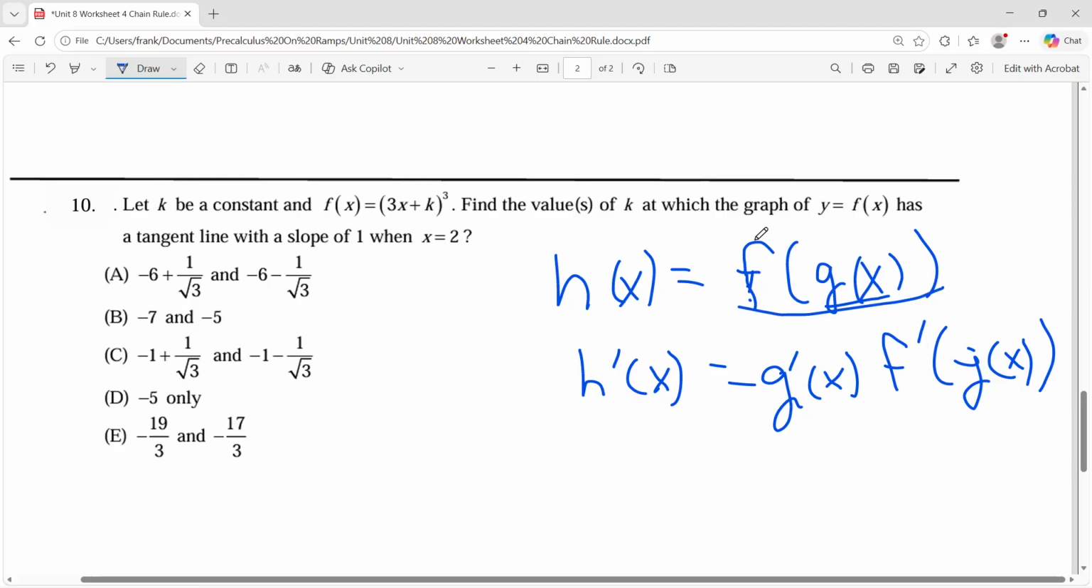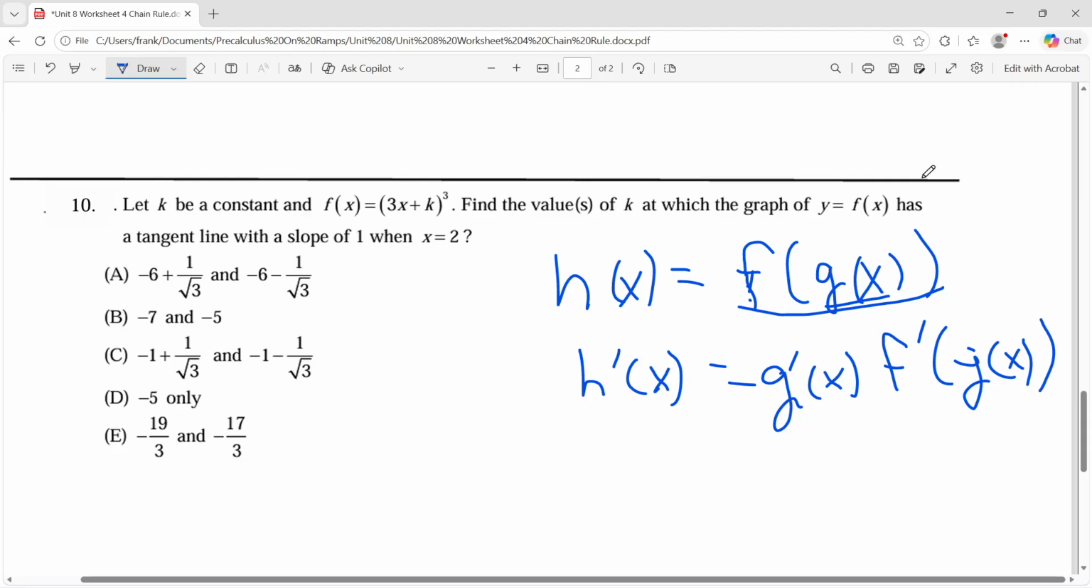All right, let k be a constant and f of x equals (3x plus k) to the third power. Find the value of k at which the graph, is k a constant? Yes, k is just a constant, at which the graph of y equals f of x has a tangent line with a slope of 1 when x equals 2. So I'm going to take the derivative and then plug in 2 for x and set it equal to 1 and find out what k has to be.